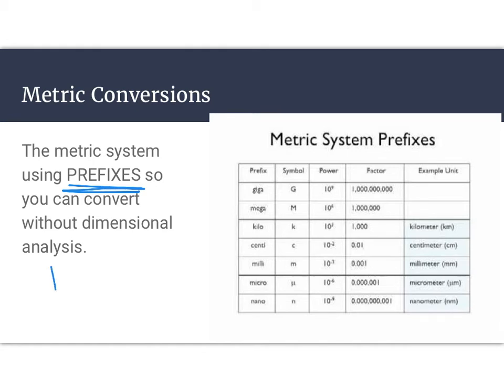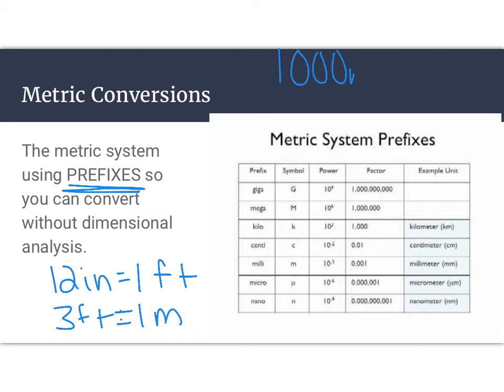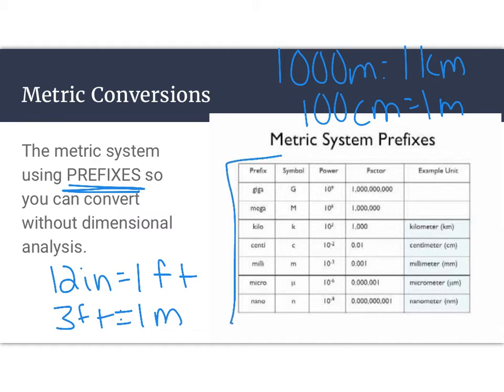In our standard system, we have 12 inches in 1 foot and 3 feet in 1 yard. However, in the metric system, everything is by powers of 10. I have 1,000 meters in 1 kilometer and 100 centimeters in 1 meter. So everything is going by some power of 10. How can we tell that? We use our prefixes, and our prefixes always mean the same thing. For instance, centi always means times 10 to the negative 2. Let's talk about how we can use this.